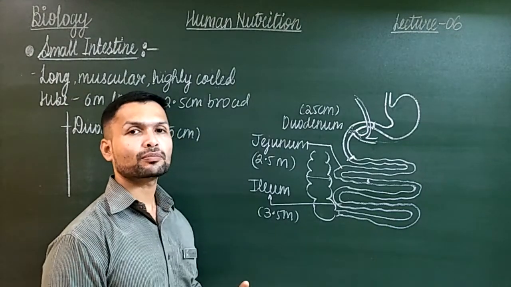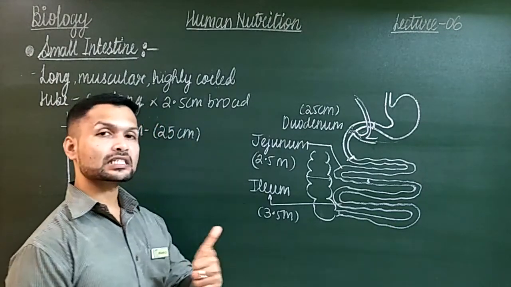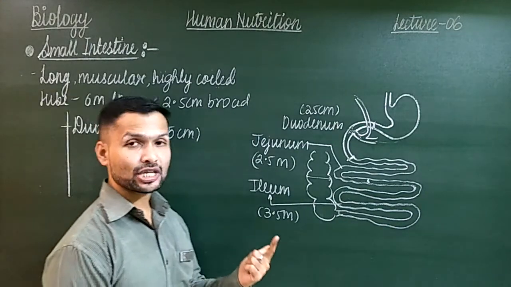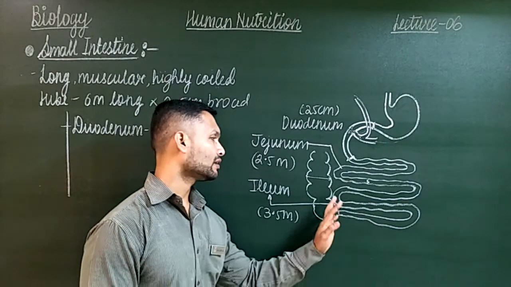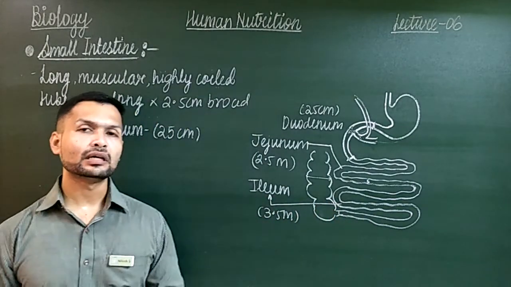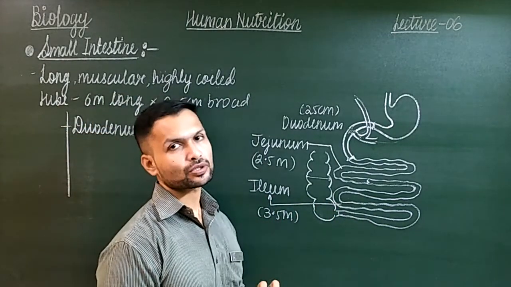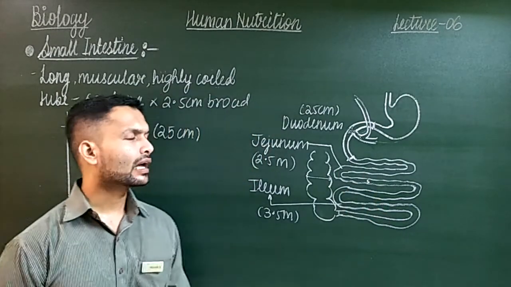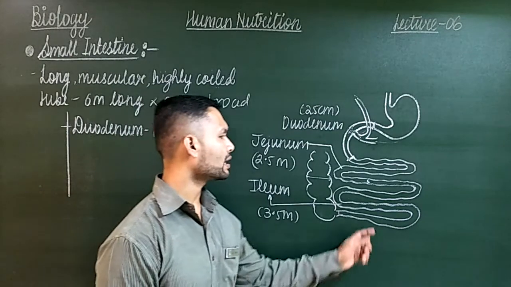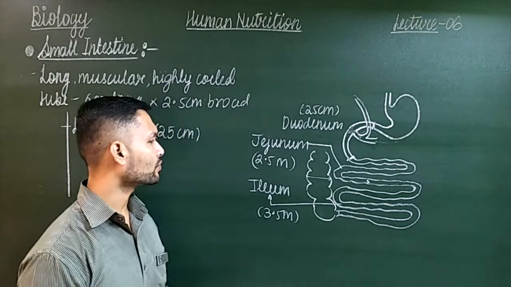So we have studied the process of nutrition. First is ingestion, second is digestion, third is absorption. So that's a very important part. And the third section, the ileum, is the main section for absorption of nutrients, because up to here the majority of things get digested and the absorption part remains till this section of the ileum.